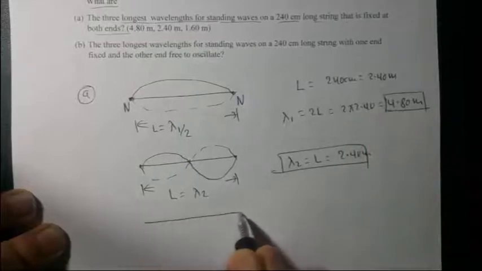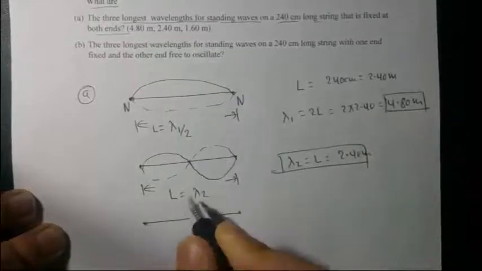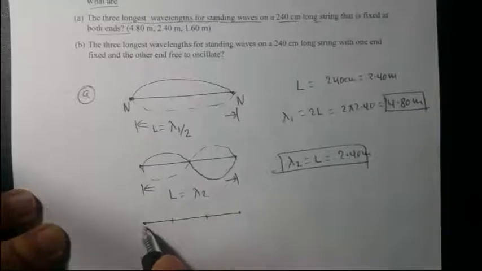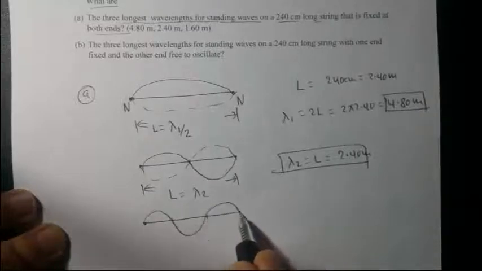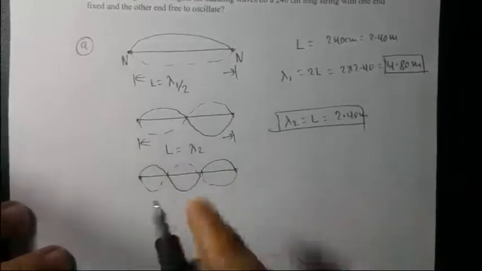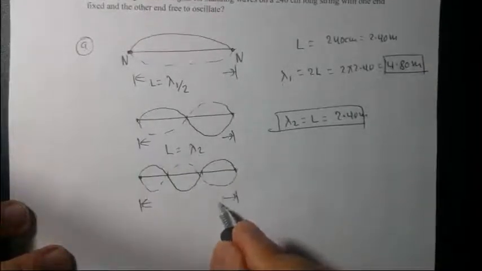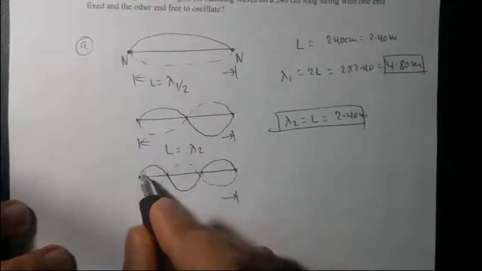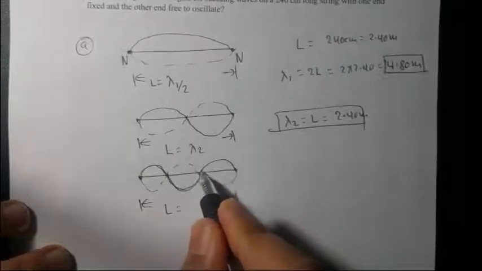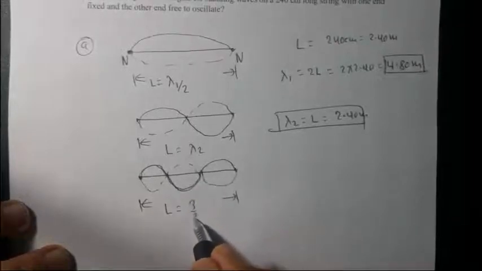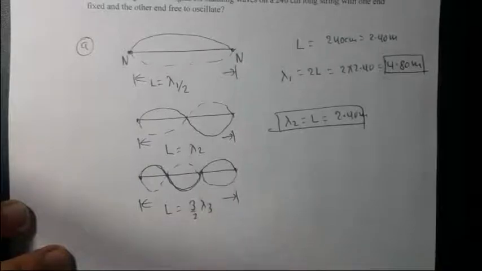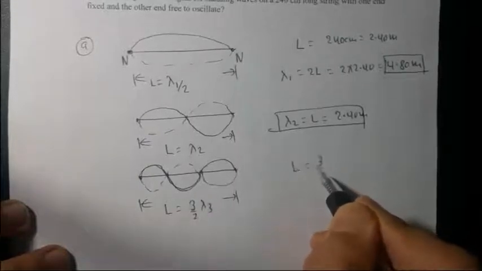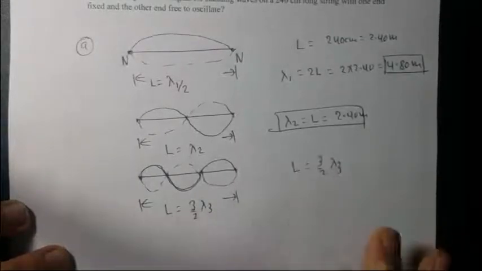What's the third one? Length is the same. So the third one must have four nodes. So first fix the nodes and then draw the pattern. That will be a lot easier. Okay, so what's the condition? So L has to be one wavelength and half of a wavelength. So 1.5 means 3/2 lambda, right? So L has to be 3/2 lambda to match this condition.